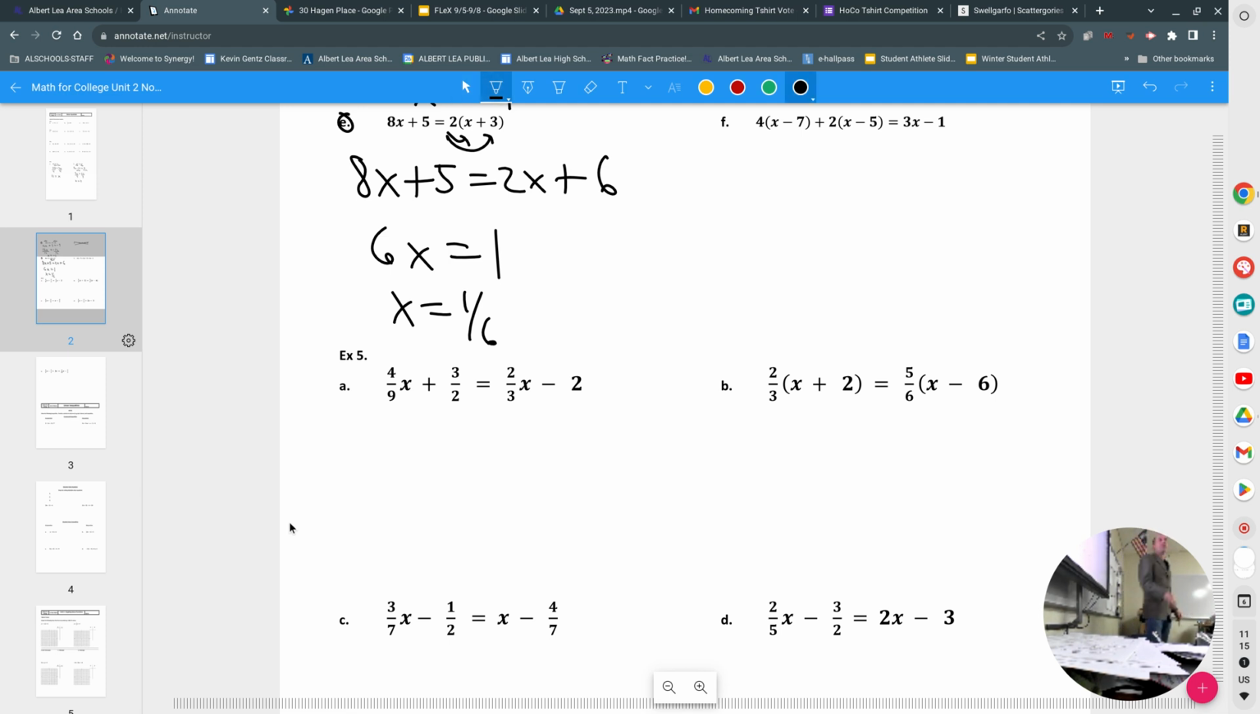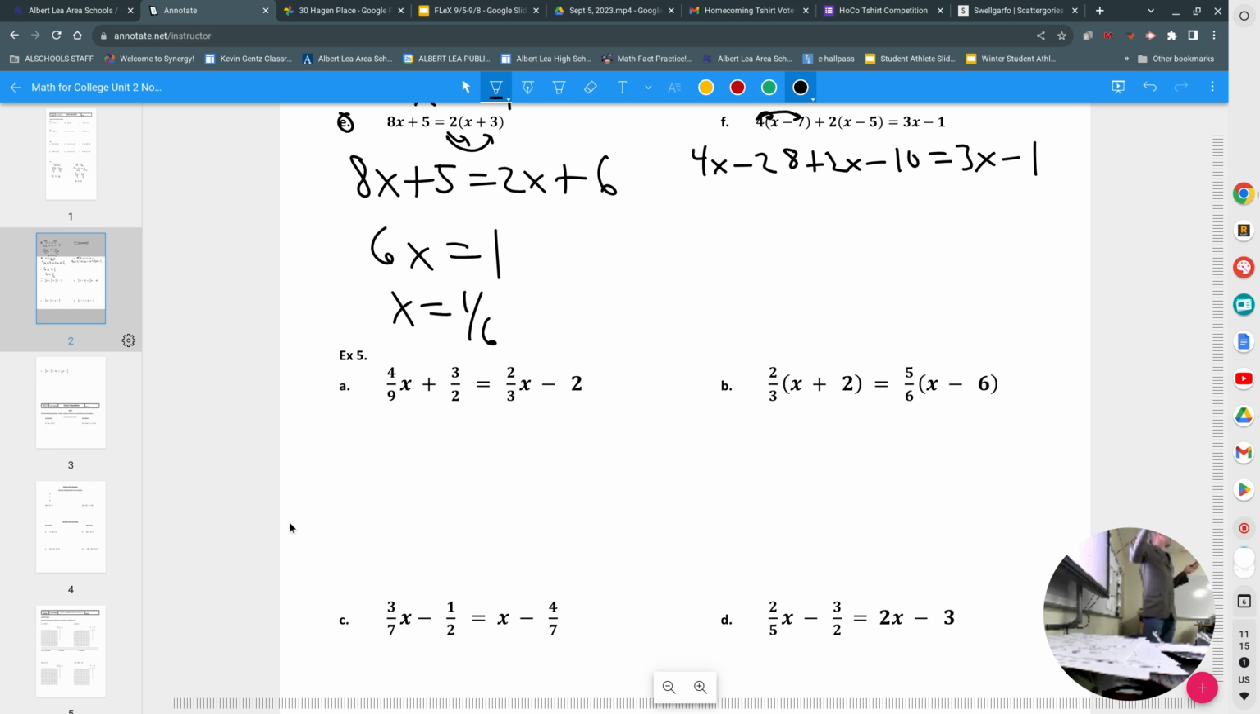Okay? You tell me, letter F, where should we start? You're the excellent mathematician. Show me what you got. Keaton, what up, dog? Distribute. Distribute what? 4 into x and negative 7. Okay, 4 distributes, and I get 4x minus 28. Now what? Distribute the 2 into the parentheses. Distribute the dos, which is Spanish for 2. So I got 4x minus 28 plus 2x minus 10 is equal to 3x minus 1.